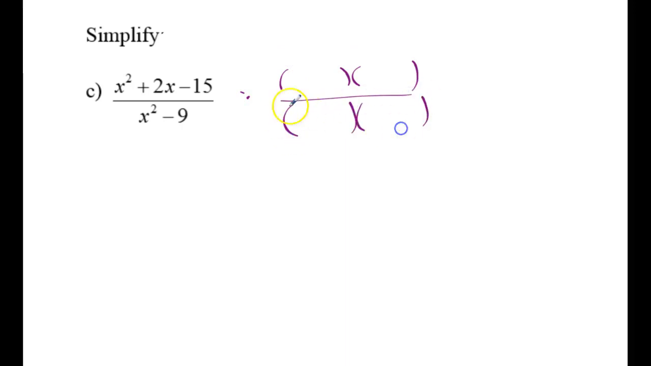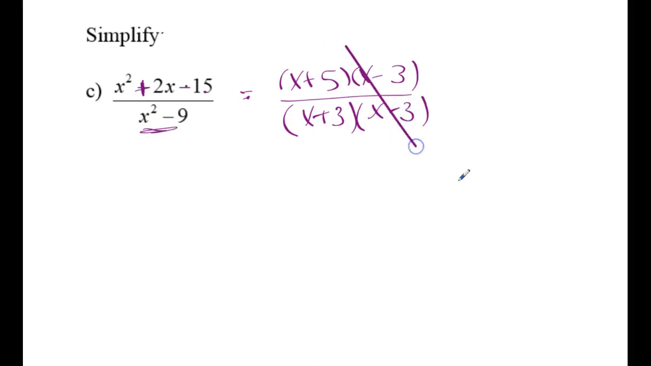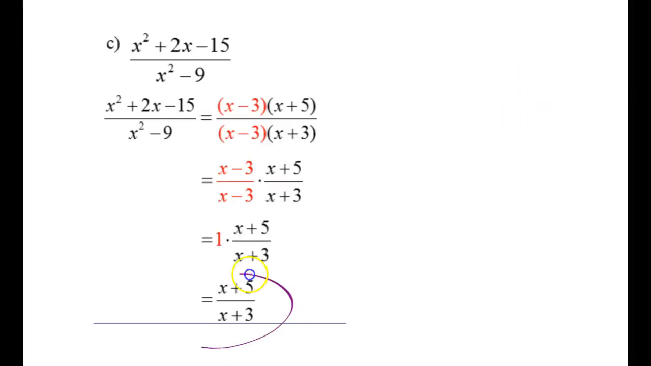So I'm going to try to factor the numerator. It's a trinomial. Factors of 15 that differ by 2 are 5 and 3. Signs are different. The larger term is positive, so I'll say x plus, x minus. This is the difference of two squares. X plus 3, x minus 3. Any numerator with any denominator can cancel, and I'm left with x plus 5 over x plus 3.